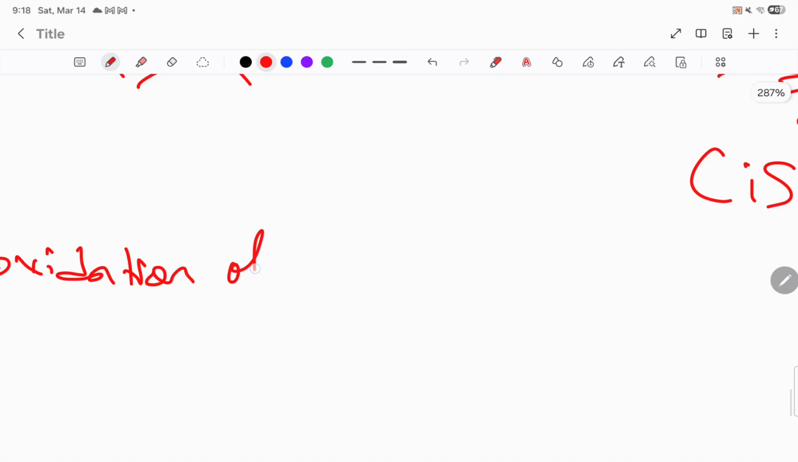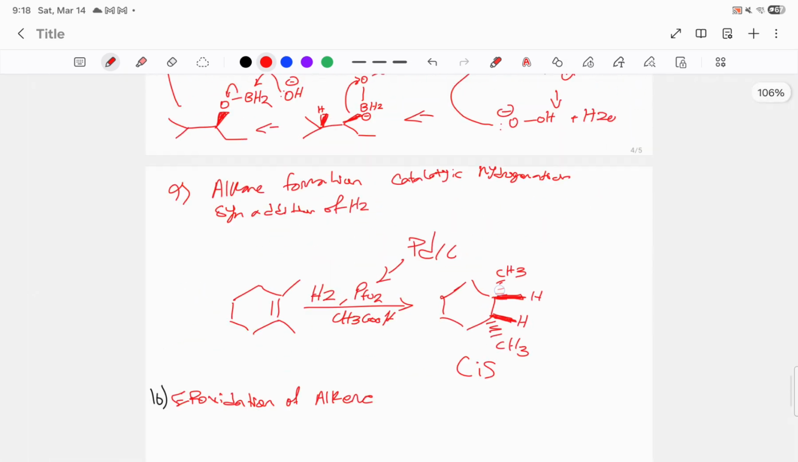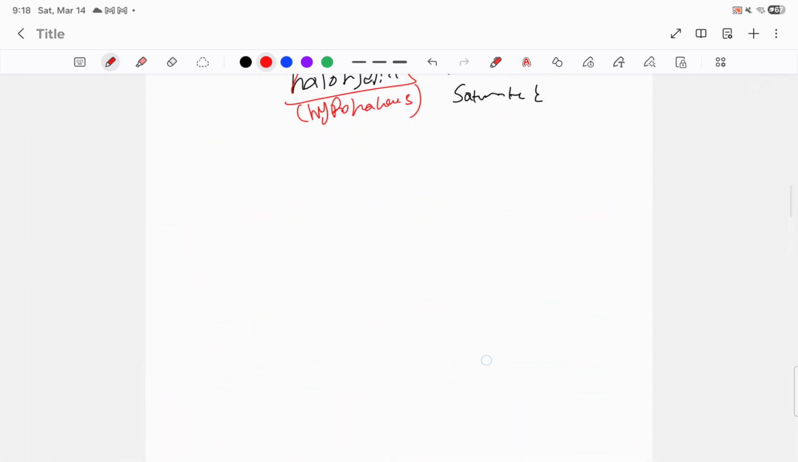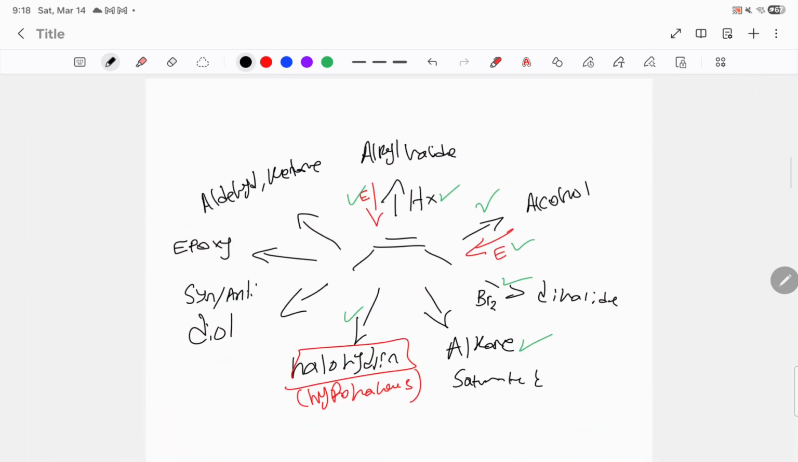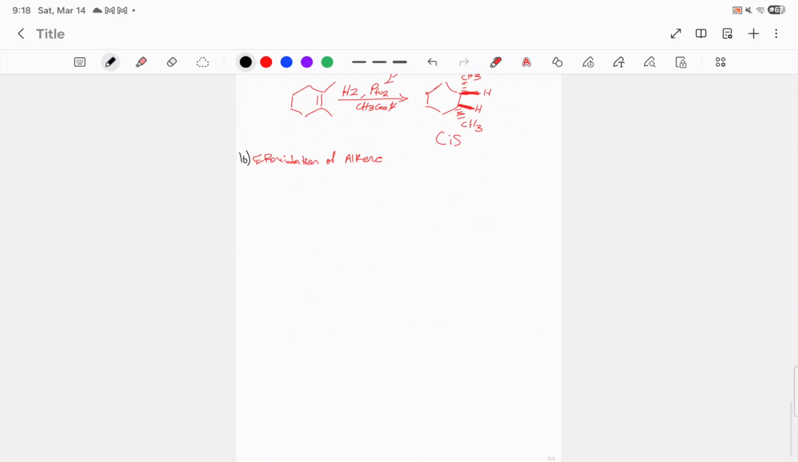Epoxidation of an alkene, and there's two ways of doing this. One of them is from an alkene. The other is actually from a halohydrin. So I'll show you what I mean. So epoxidation of alkene.